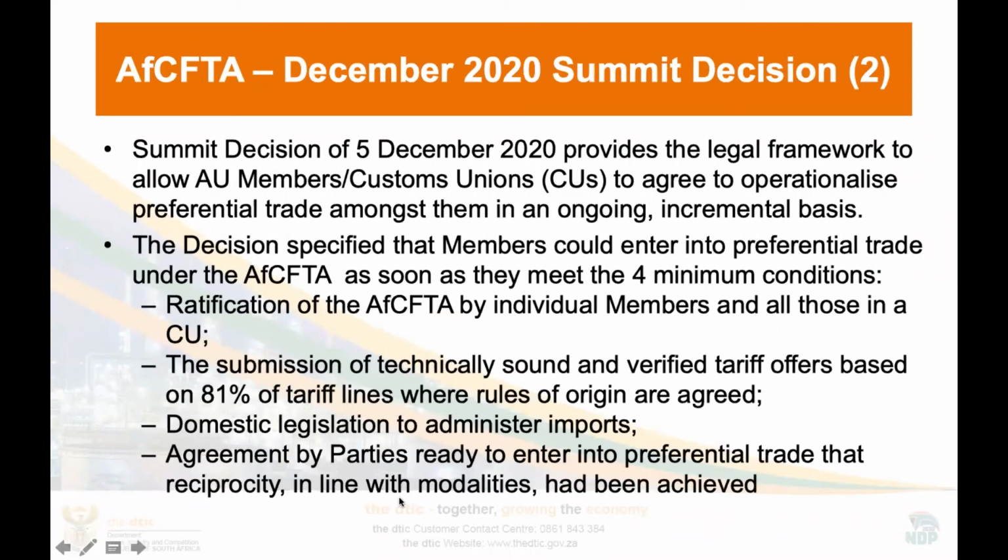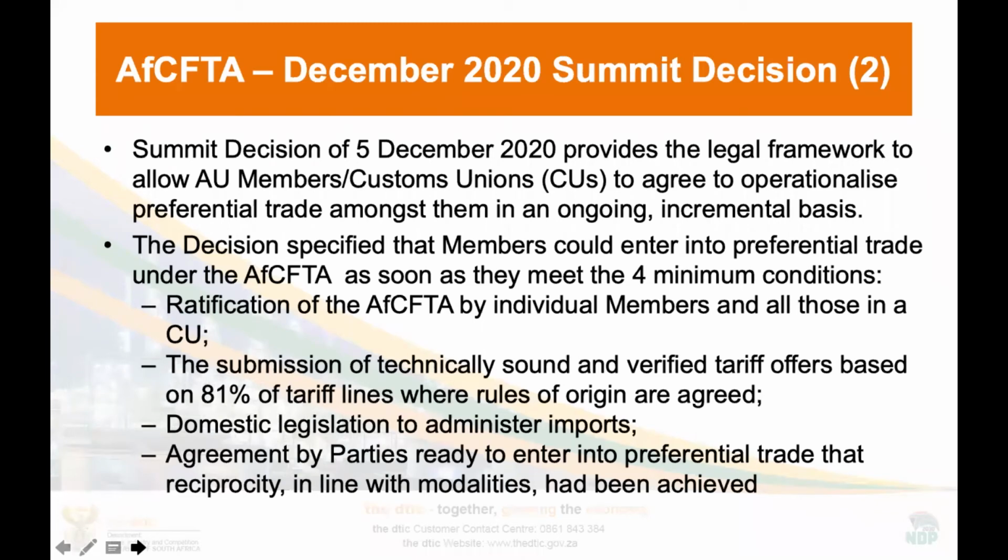Lastly, in terms of the current status, so far, tariff offers have been submitted by 9 member states and 4 customs unions. On the continent, the customs unions that have submitted offers are SACU, which is the Southern African Customs Union, CEMAC, which is the customs union in the Central African region, ECOWAS, which is the customs union in West Africa, and EAC, which is the customs union in East Africa. So all these amount to 41 member states that have submitted offers. And then on trade in services, 34 member states have submitted offers. 22 of these offers are from regional economic communities, namely ECOWAS and EAC, who have submitted these offers respectively.